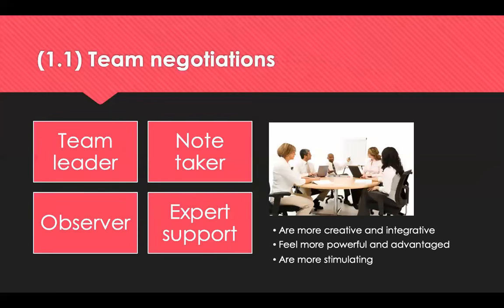Now, negotiation teams usually consist of a team leader who directs the negotiation, a note taker who can be used to summarize and confirm points agreed and discussed, an observer who is there to simply identify any non-verbal cues, and an expert in the subject being discussed, where it's outside of the negotiation team's expertise.